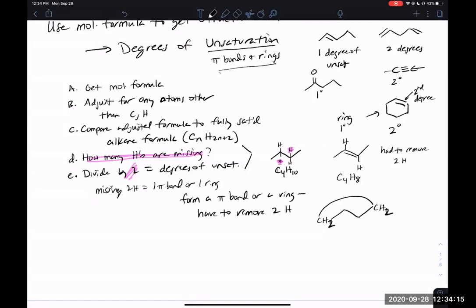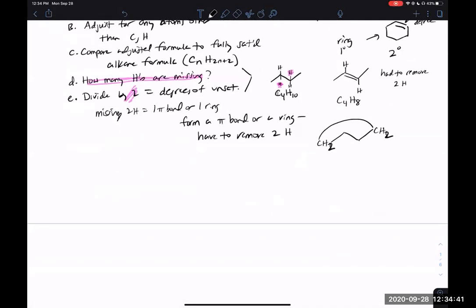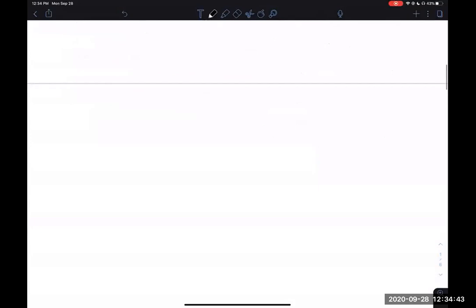So every 2 hydrogens missing is a ring or a double bond. That's why I find out how many are missing, divide by 2, and that gives me the number of rings or double bonds. So it's actually not some crazy magic. There's a logical reason to it. We're going to go through this for 4 different functional groups and show you how to adjust your formula to make this work. So let's go down to a whole new page.